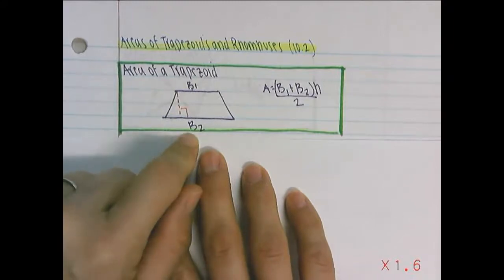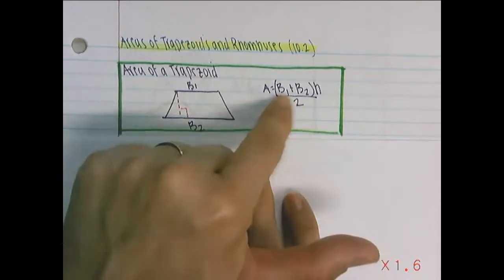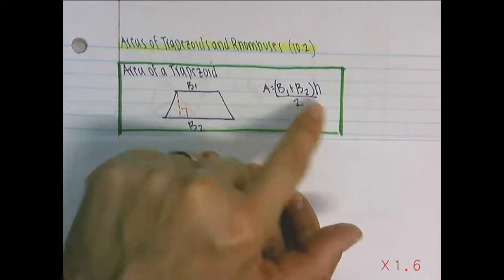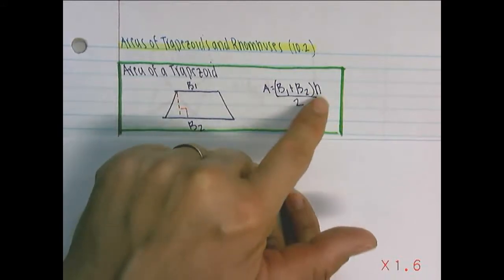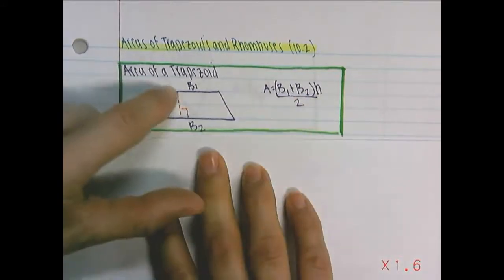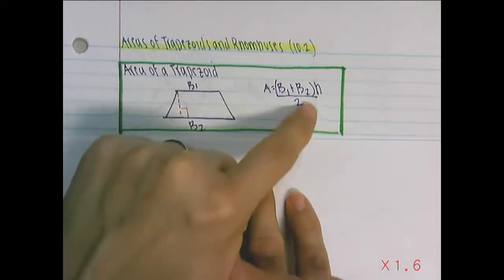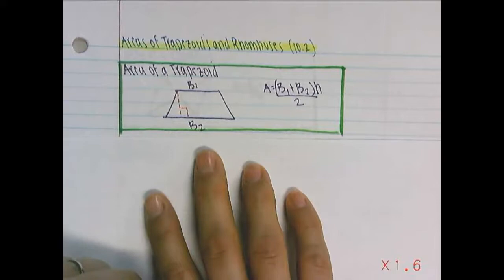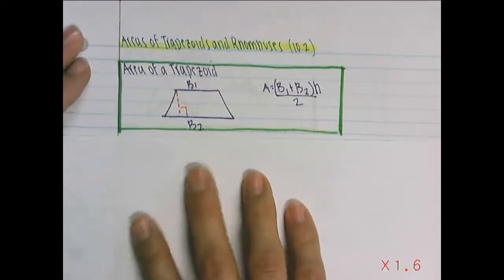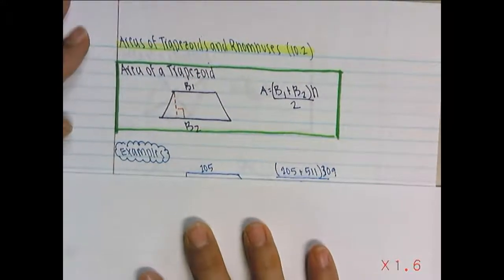And to find the area of the trapezoid, you're going to take base 1 plus base 2, add them together, and multiply it by the height. So the height right here has to be perpendicular. All right, once you do that, you'll divide it by 2, and boom, you're going to have your area of a trapezoid. All right, so let's just start with some examples.